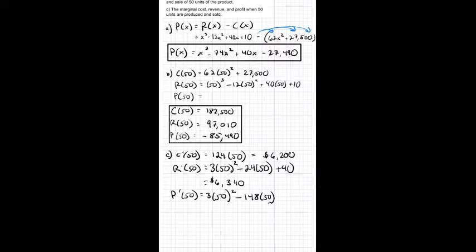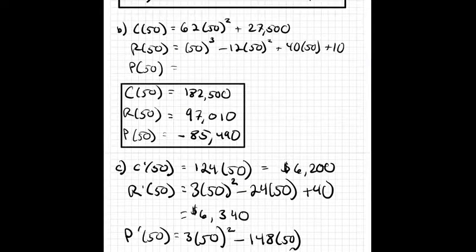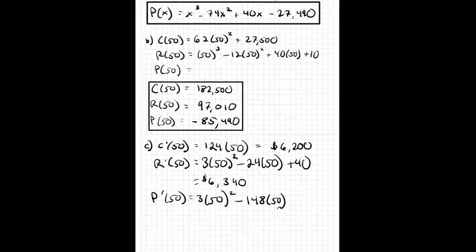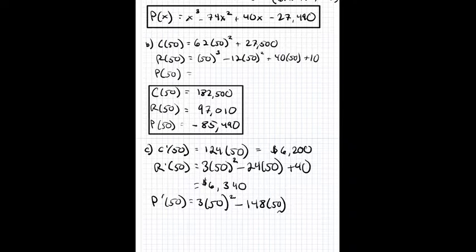And the profit function. So we brought the 3 down to the power of 1 plus 40. All right, okay. Hey Siri, what's 3 times 50 times 50 minus 148 times 50 plus 40? It is 140. Okay, let's paste. Let's shrink this down. Copy. Come on. Nope. Undo. Undo.